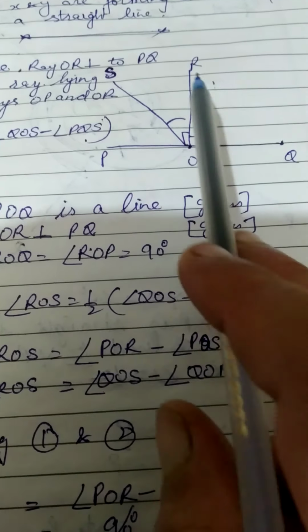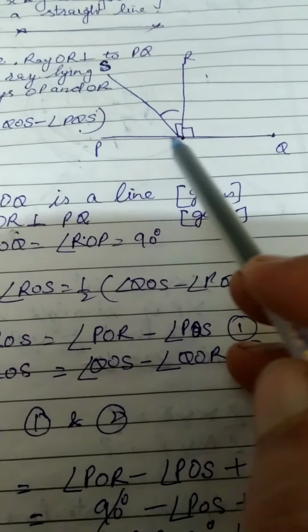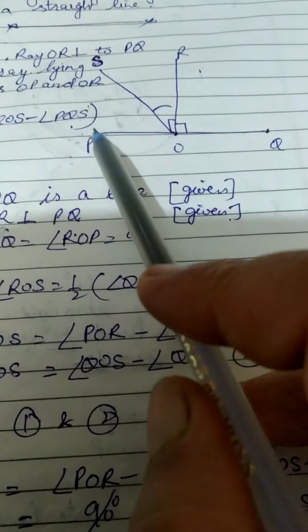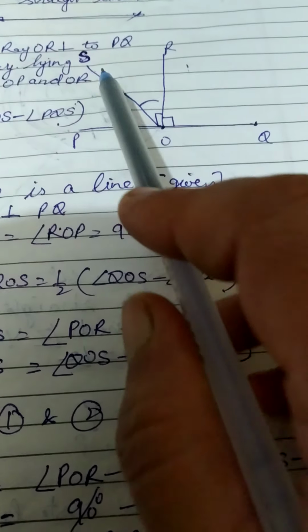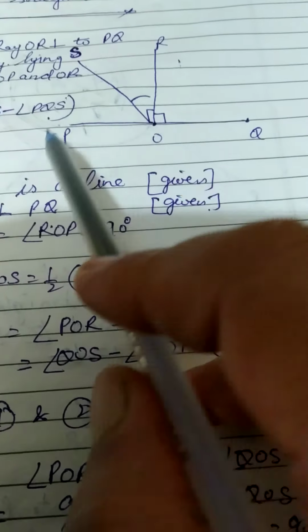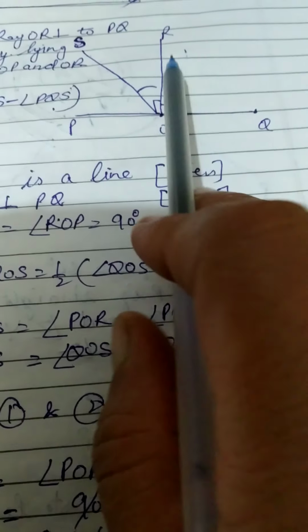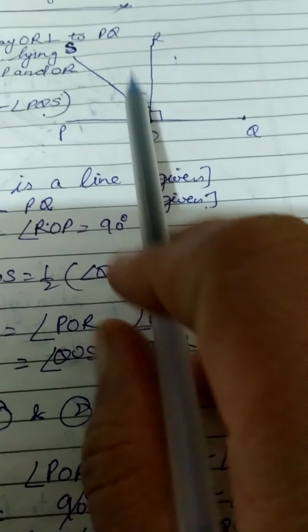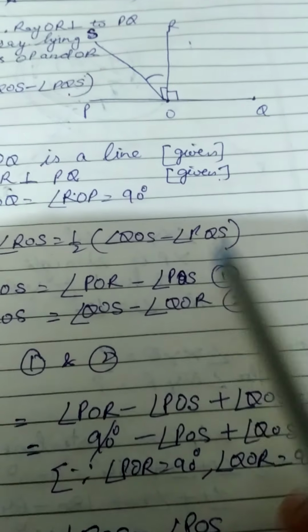Now see here, angle ROS can be written as angle POR minus angle POS. If from this whole angle we subtract this much angle, this will remain. Means angle ROS is equal to angle POR minus angle POS. Similarly, angle ROS can also be written as angle QOS minus angle QOR. If from this angle we subtract this angle, this will remain. Angle ROS is equal to angle QOS minus angle QOR.